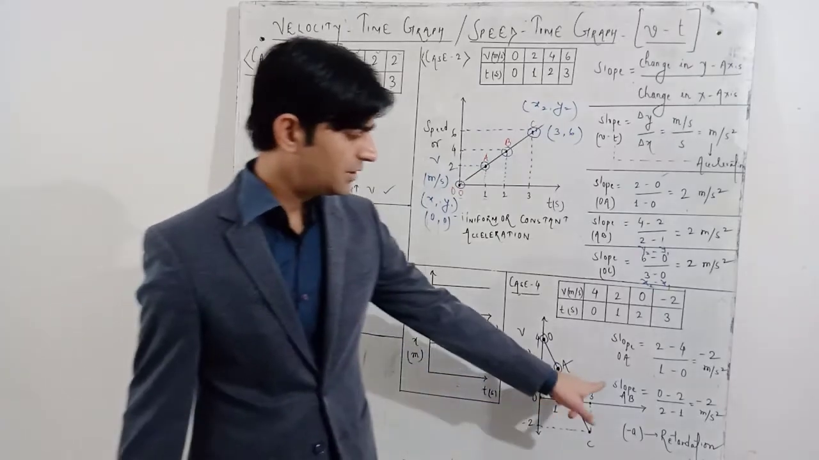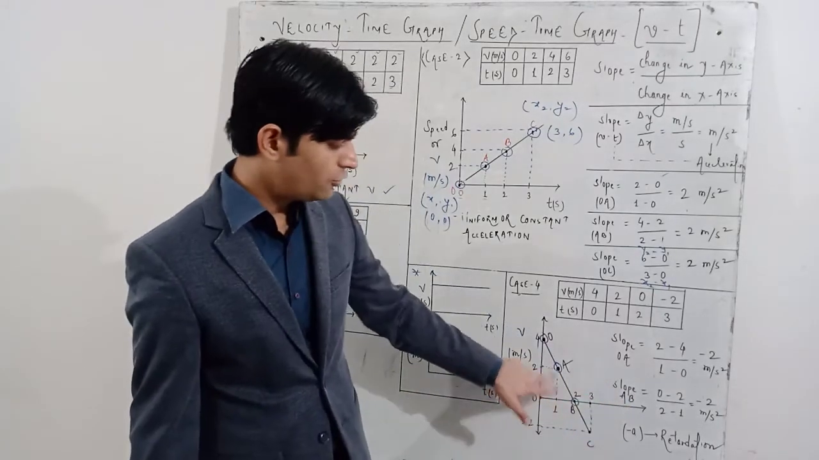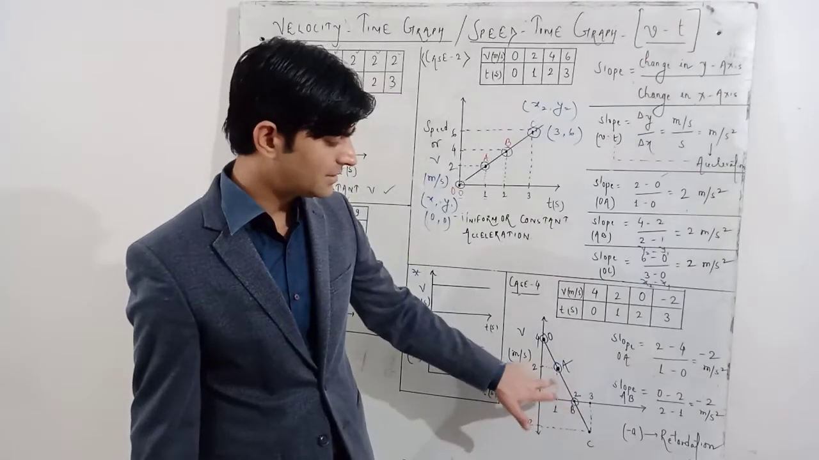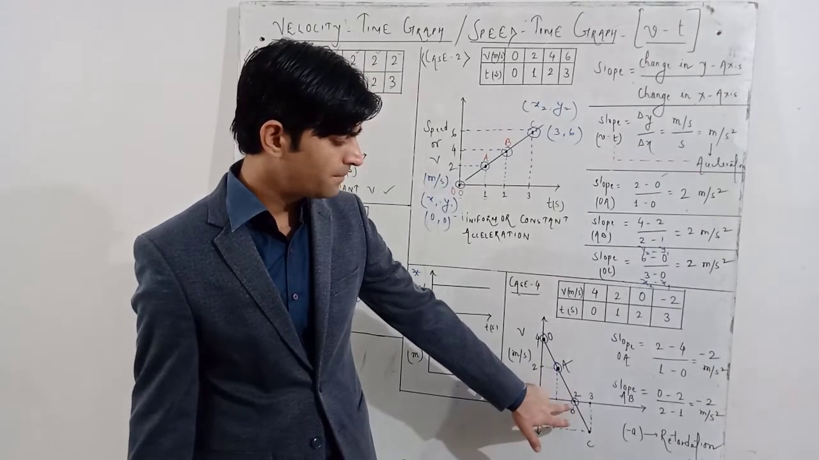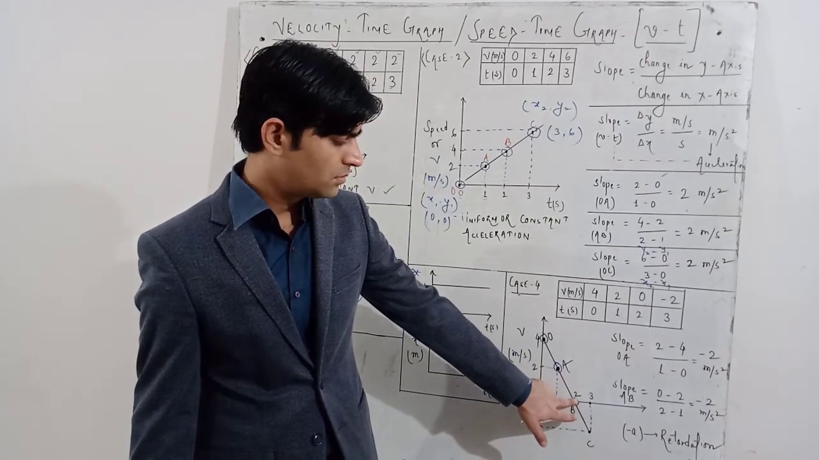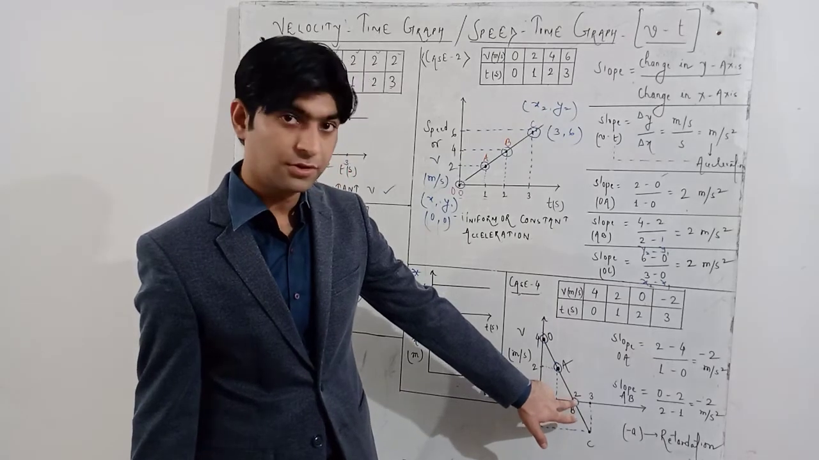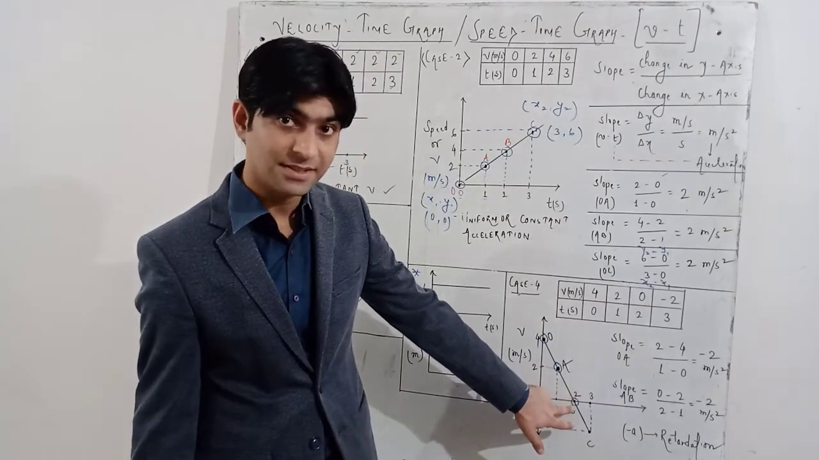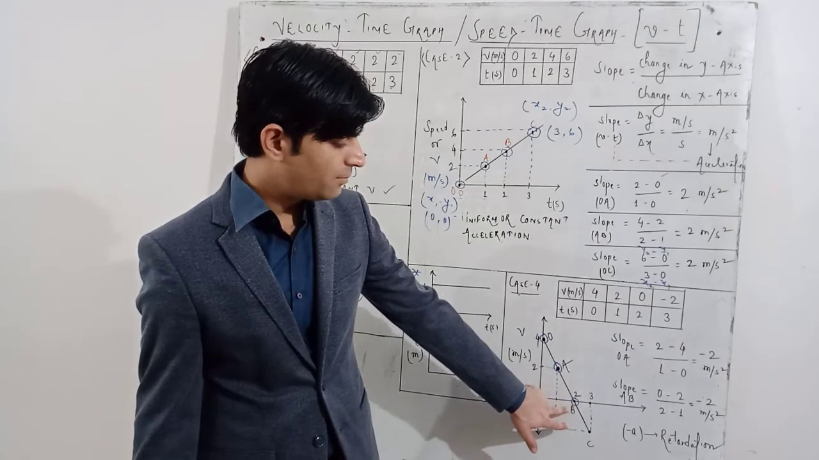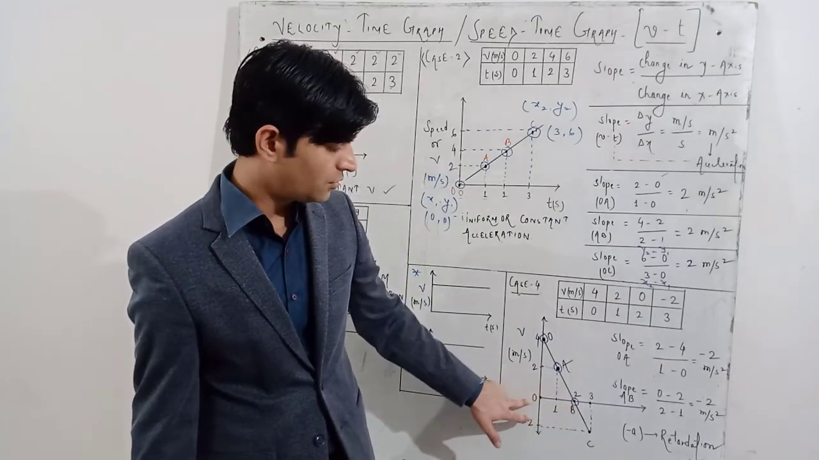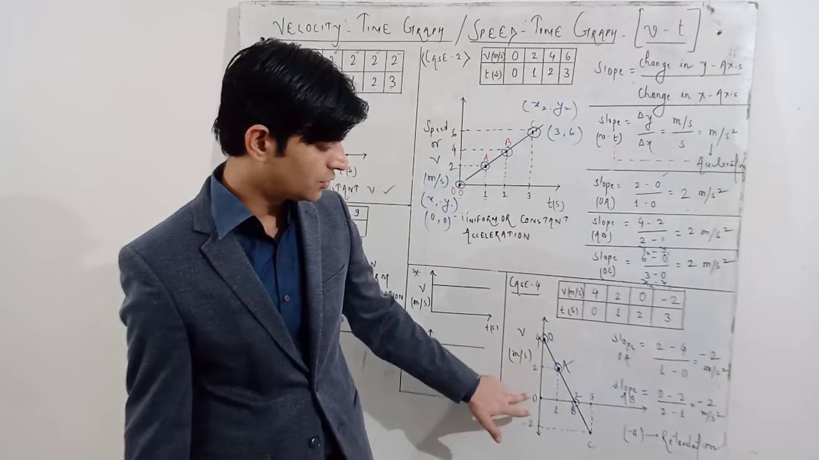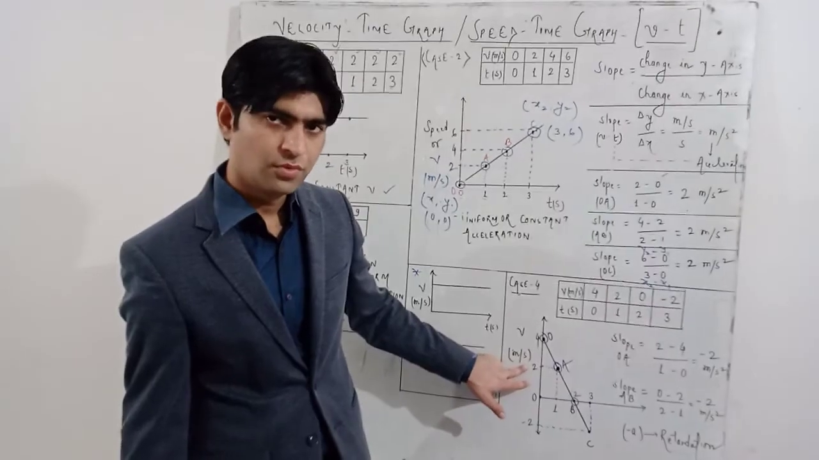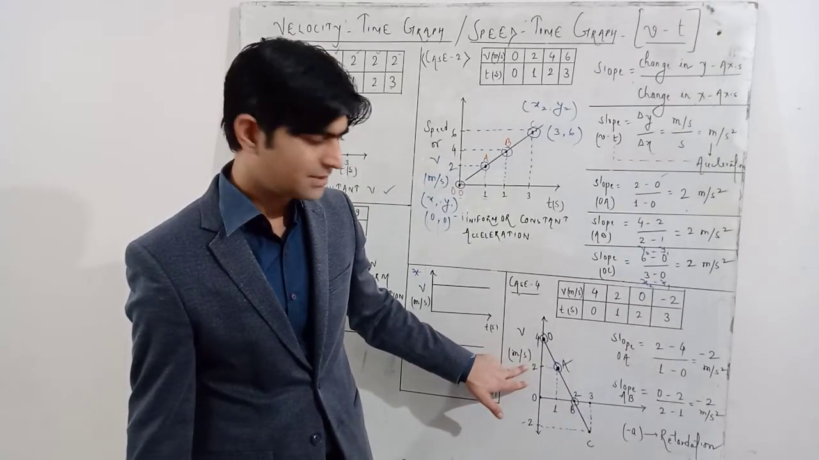For portion AB also you can calculate A to B. B is the ending point, A is the starting point. What is written at point B? Sorry, 0. On y-axis it is 0. For x-axis it is 2. For point A on y-axis it is written 2. So 0 minus 2 is the change in y-axis.